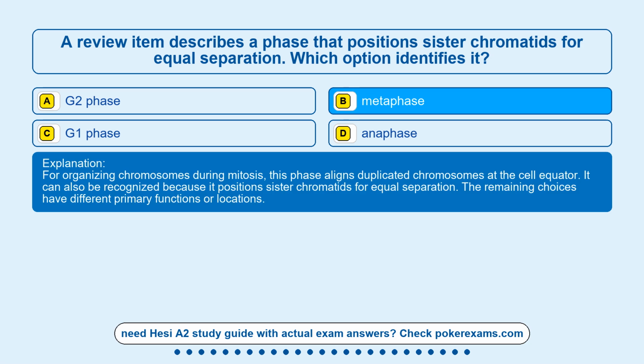For organizing chromosomes during mitosis, this phase aligns duplicated chromosomes at the cell equator. It can also be recognized because it positions sister chromatids for equal separation. The remaining choices have different primary functions or locations.